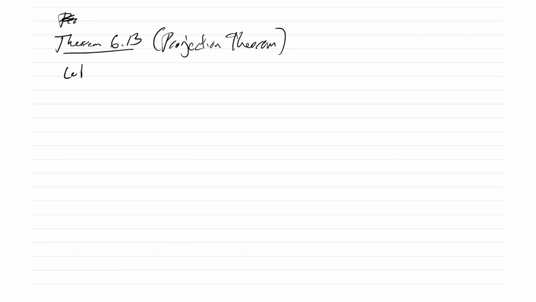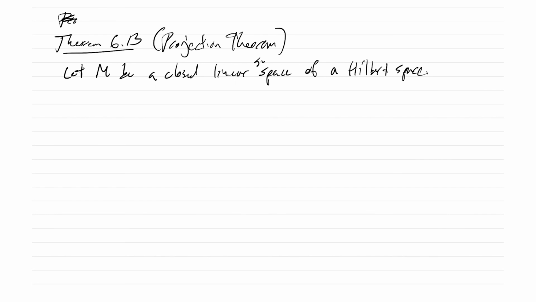So we're going to let M be a closed linear subspace of a Hilbert space. So it basically is a subset of a Hilbert space that contains all of its limit points.